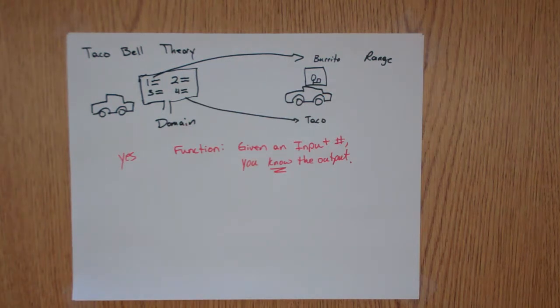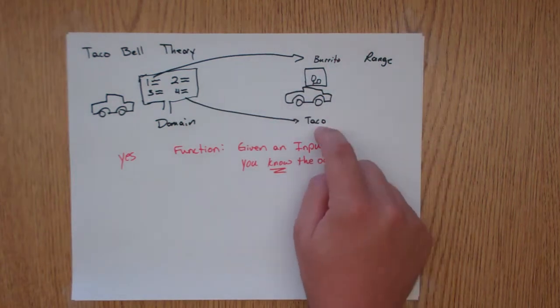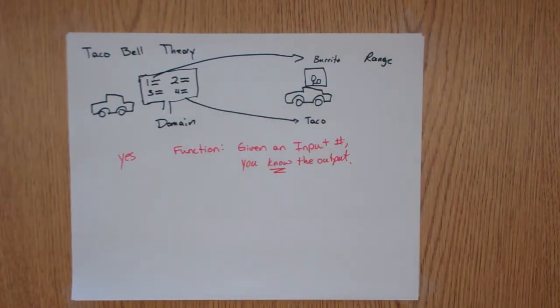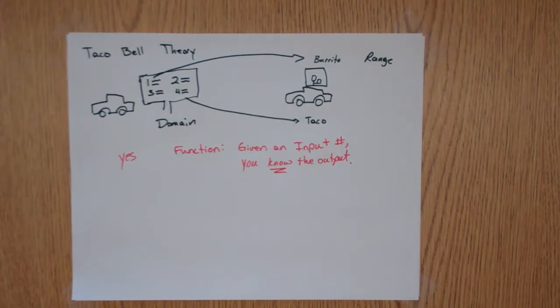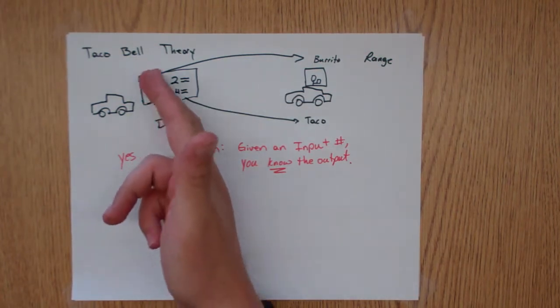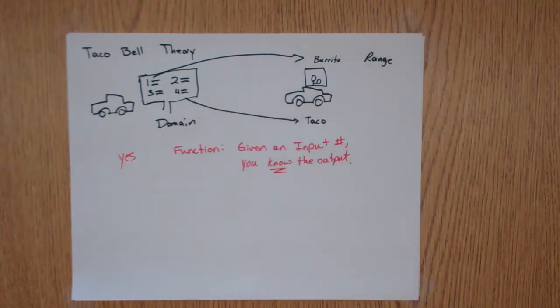Now, if they somehow messed this up and a combo 1 got you a burrito and a taco, say they had a glitch in their menu system and you ordered a number 1 and got a burrito and a taco, that's not a function, because for a combo 1 you got 2 different items. All right, 2 different outputs. So to be a function, 1 input is mapped to exactly 1 output. 1-to-1 ratio.